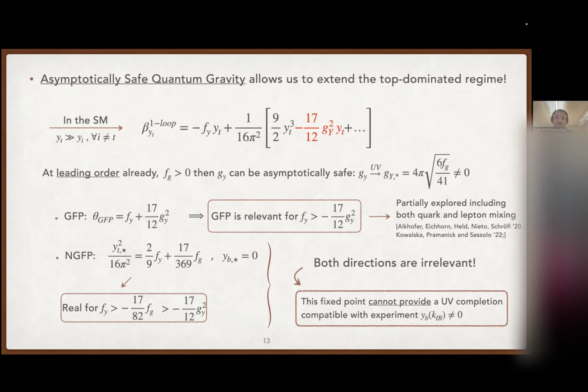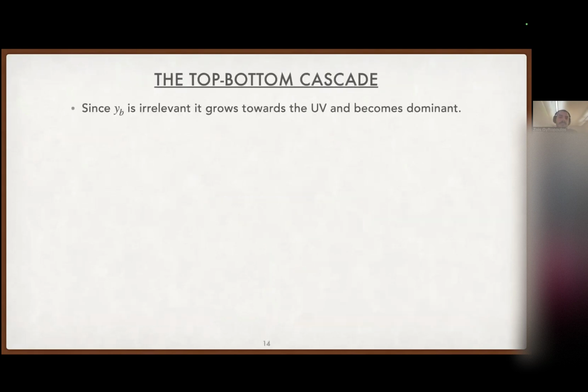So what can we do? Again, we want to check if the Standard Model trajectory can actually go there. And we observe here that if y_b is irrelevant and non-zero in the infrared, then if we take the flow towards the UV, at some point the bottom Yukawa will become dominant.